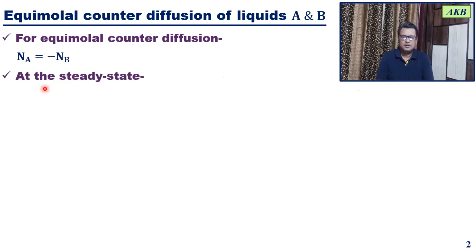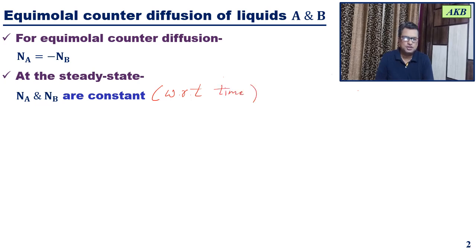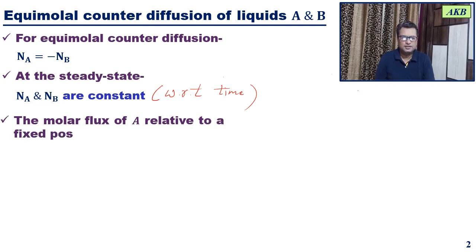Further, we are considering this equimolar counter diffusion at steady state. So what is the understanding of this? At steady state, the two fluxes are constant. They are not changing with respect to time. At steady state, the molar flux of A and that of B are constant with respect to time. They do not change with respect to time. Okay, then we will start with the discussion.